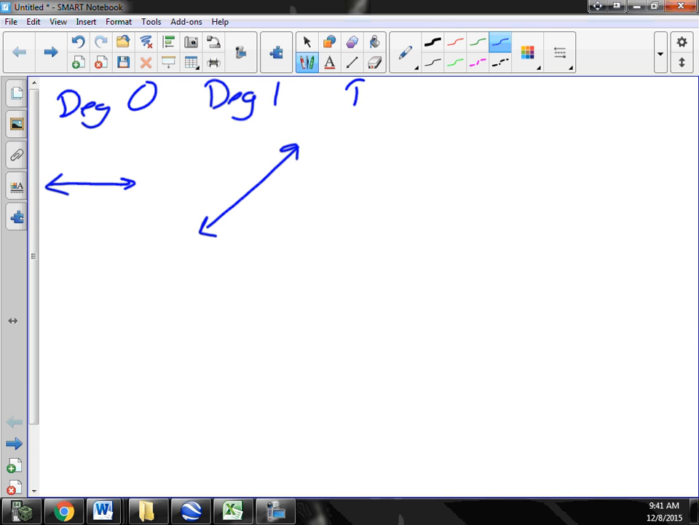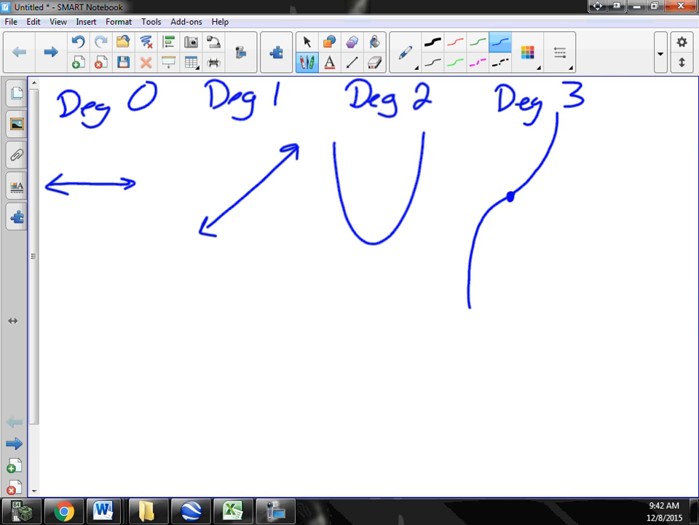Okay, what about degree 2? It's a parabola, could open up, could open down. What about degree 3? So degree 3 is a little bit tricky. It can either look like this and have an inflection point or a saddle.